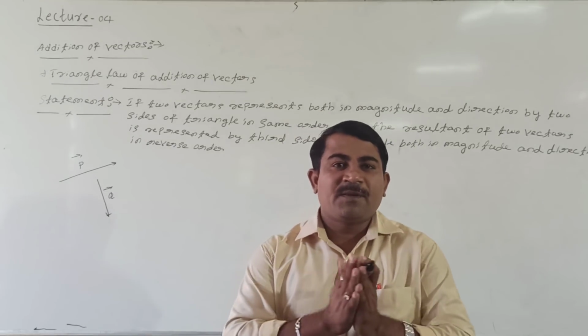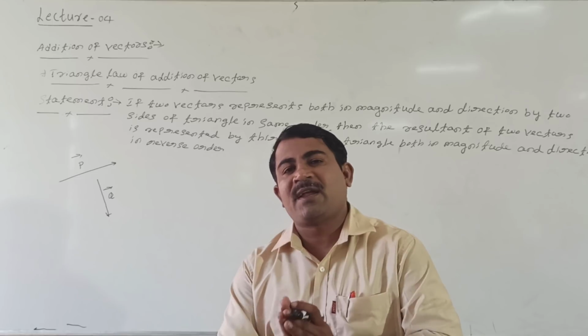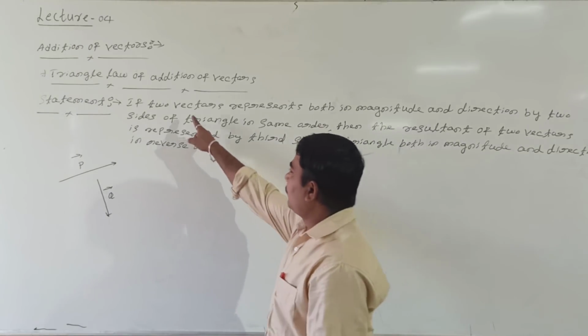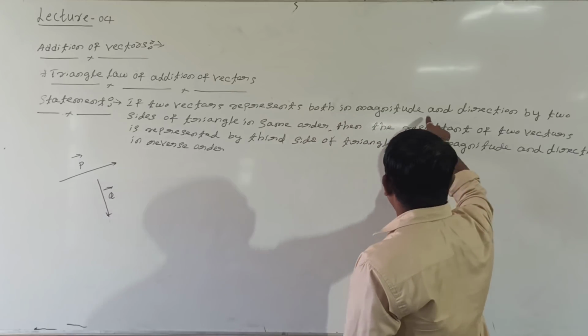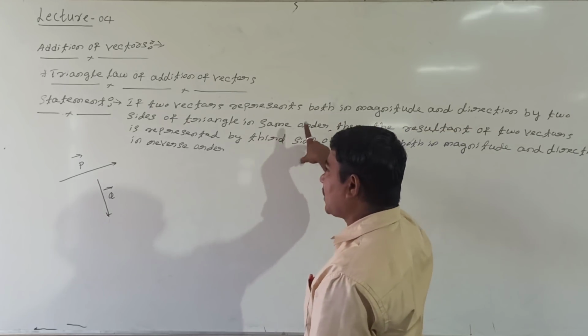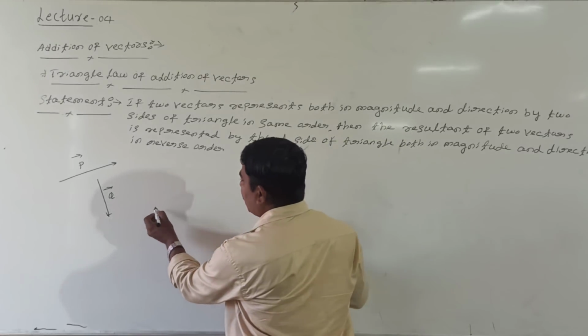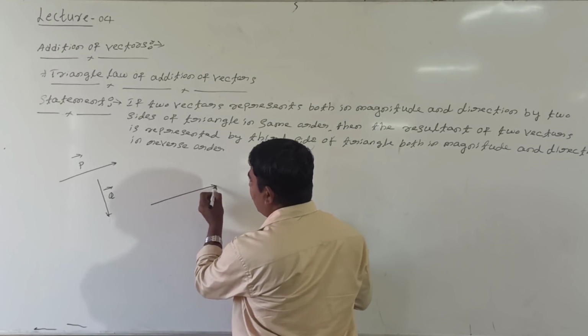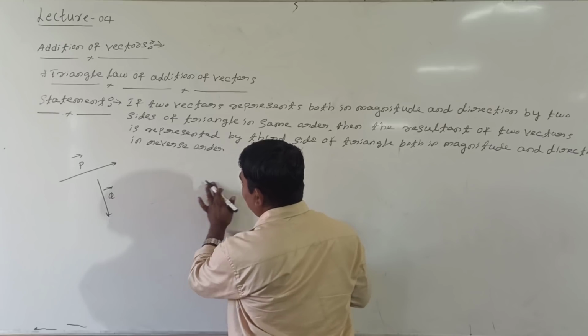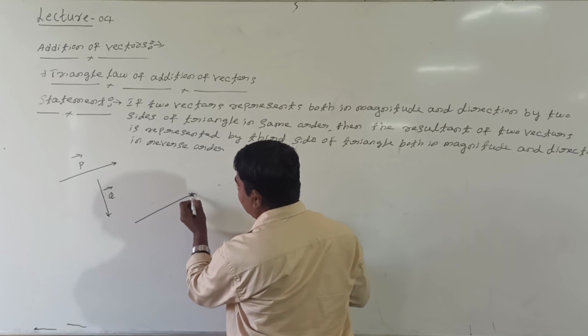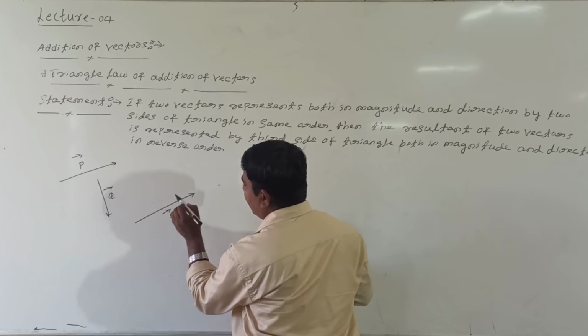Two vectors represented both in magnitude and direction by two sides of a triangle in the same order. Shall I take two vectors in the same order? Look at me here. This is one vector. I will call it P. P is the one vector.